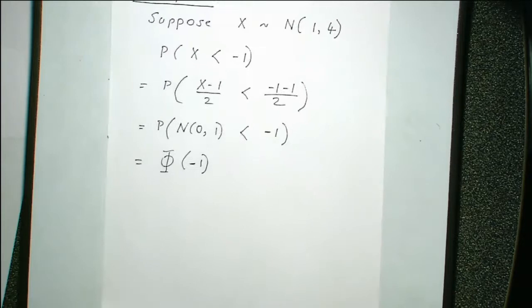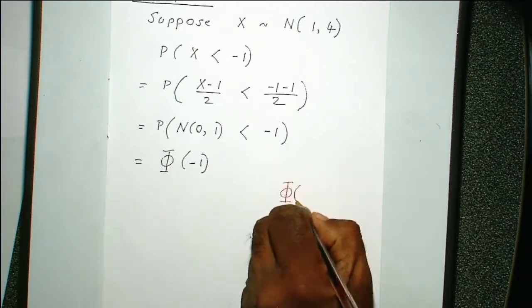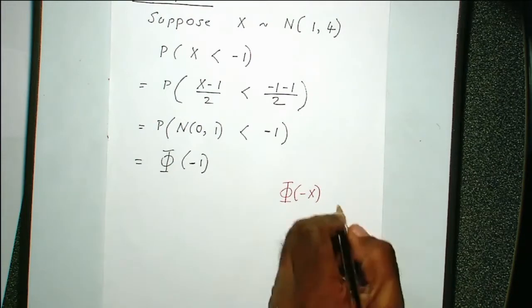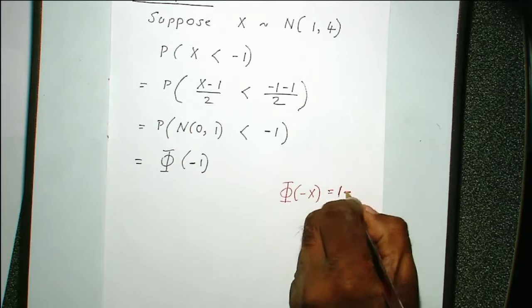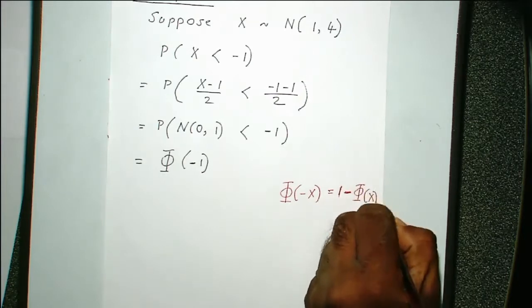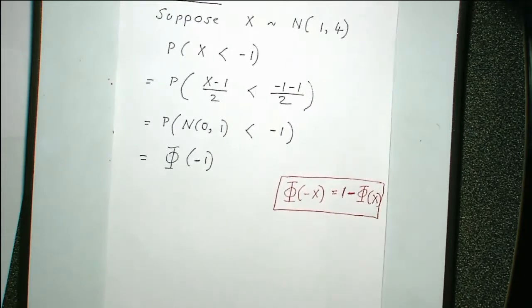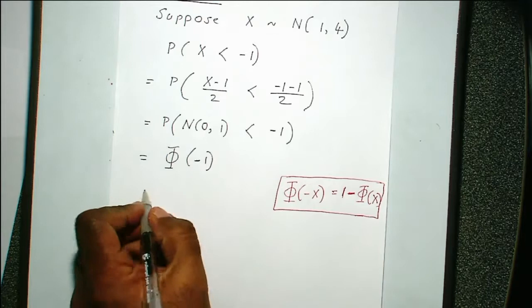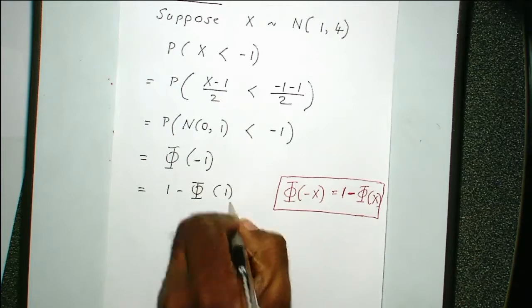Now, there is a result which I did not mention last week. If you have something like phi at -x, with a minus sign in front of the x, then there is a known fact which says this is the same as 1 minus phi at x. This is true because the standard normal distribution is symmetric around 0. So we can write phi at -1, using this fact, as 1 minus phi 1, okay?